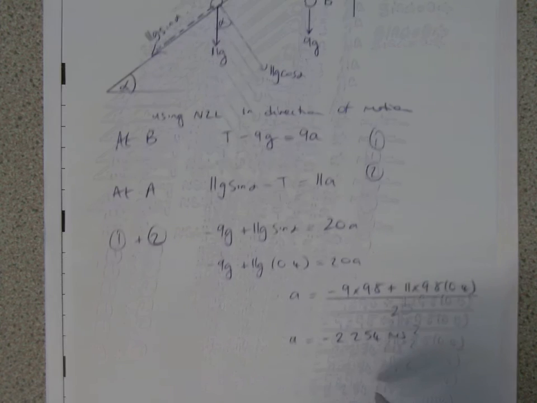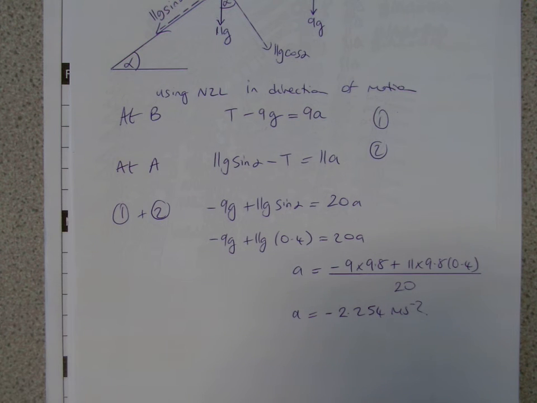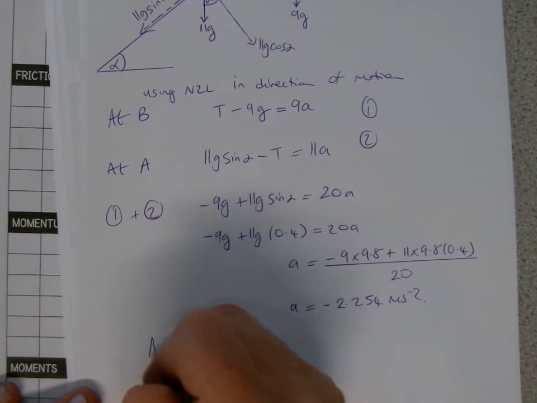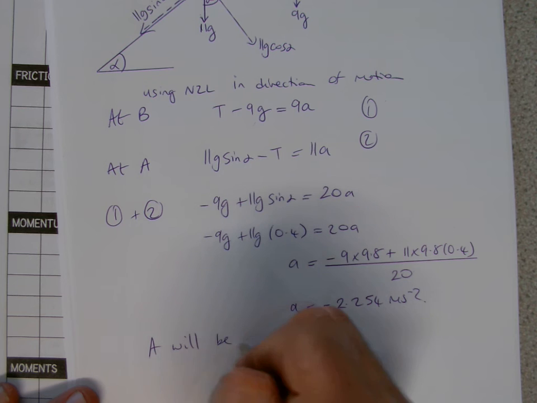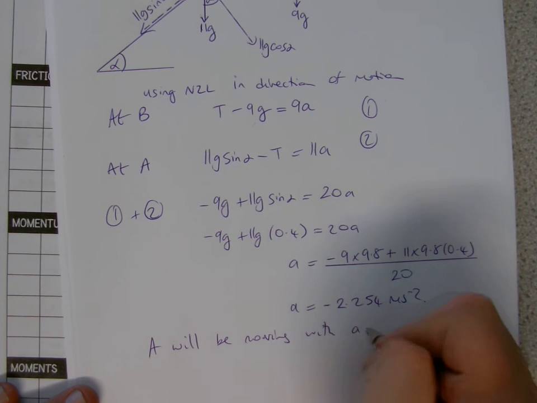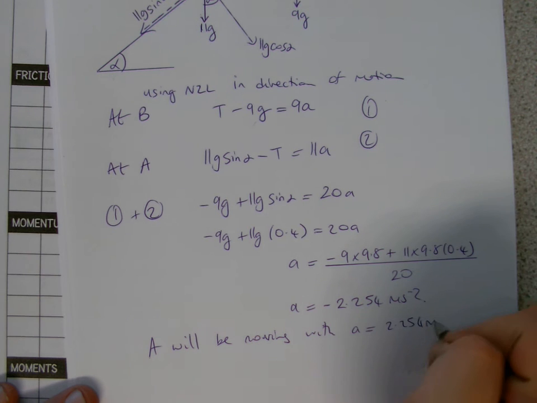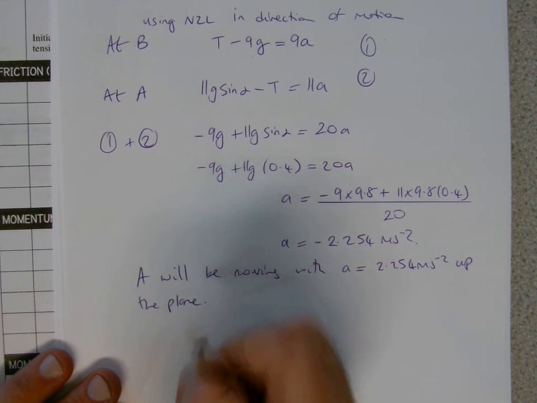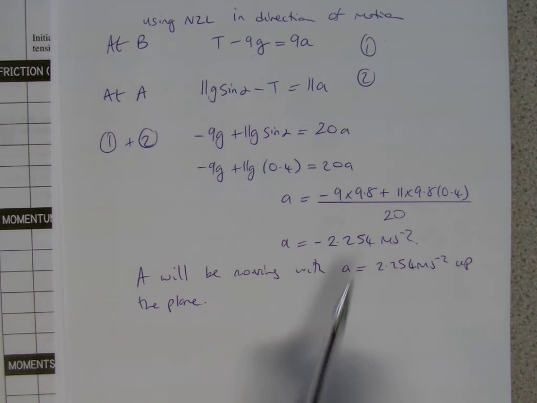So I got A out to be negative. Now that doesn't matter. It just means I got my direction wrong. So I just need to say that A will be moving with an acceleration of 2.254 meters per second squared up the plane. So you can put it as a positive as long as you clarify the direction it's going in.